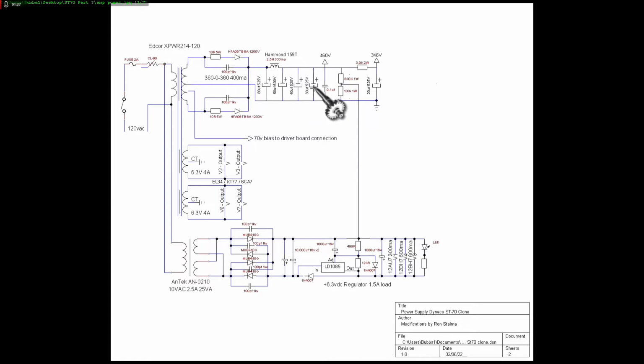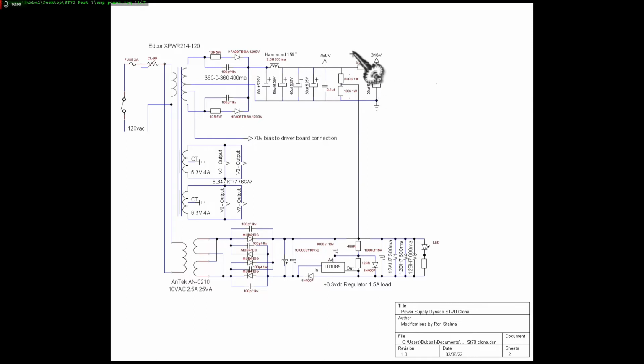And then these two are part of the CE can capacitor, and that's giving me a nice 460 volts when everything's fired up and in operation. And this last capacitor is also in the CE can, and it gives me a nice 346 volts going to the driver board. And to get the voltage I wanted, I ended up with 3.9k on here.